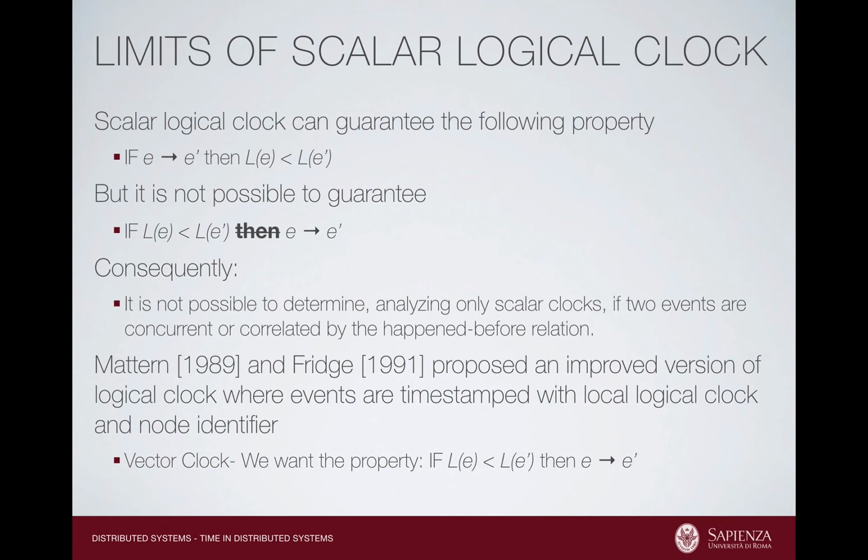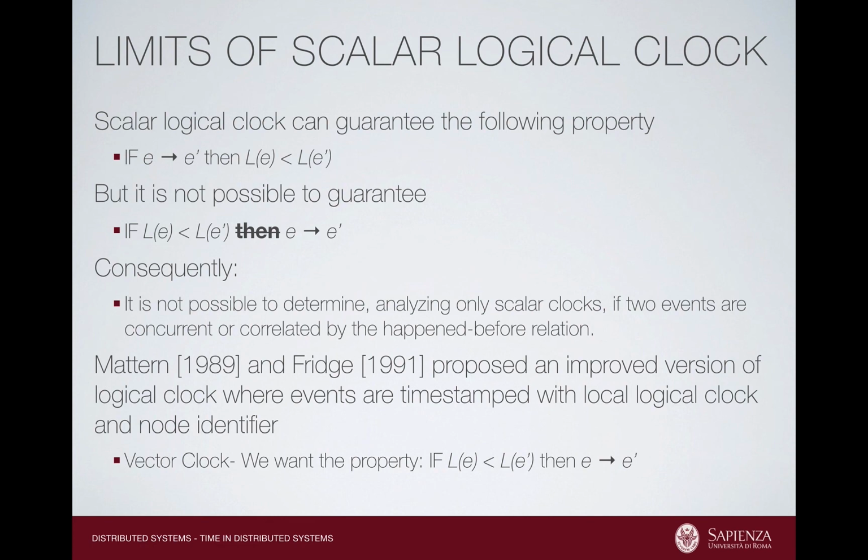This is because, as we said, a scalar clock can only guarantee the following property: if E happens before E prime, then the timestamp of E is less than the timestamp of E prime. But they do not guarantee the other way around. That is, if the timestamp of E is less than that of E prime, then with only a logical clock we cannot say that E happens before E prime. Go back to the previous slide and understand why this happens.